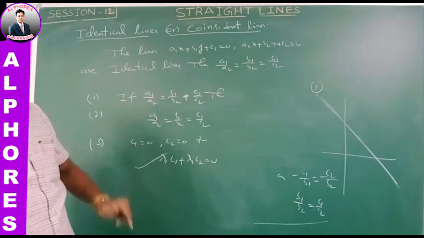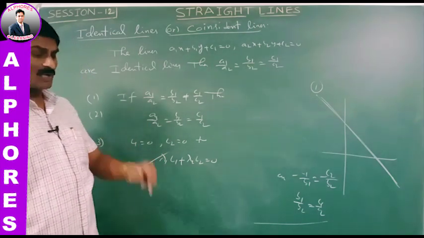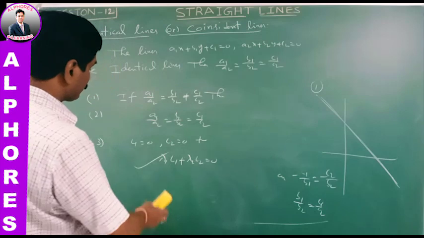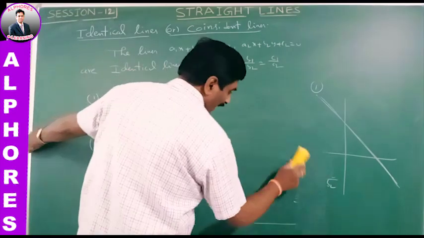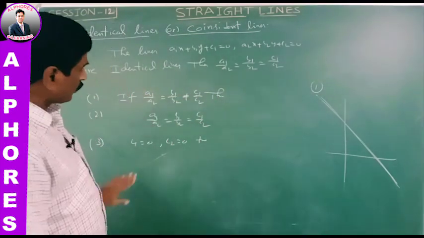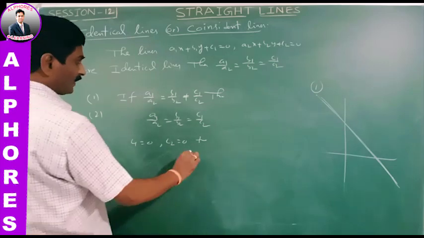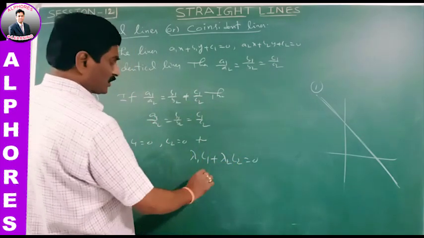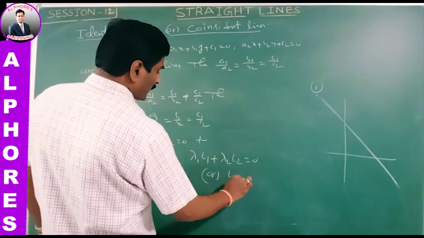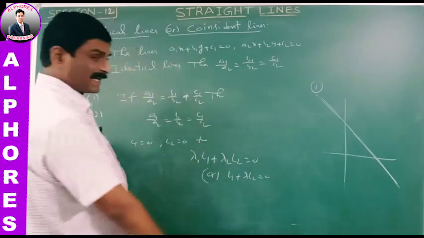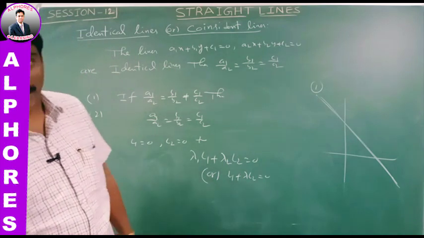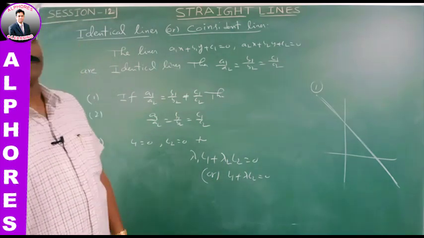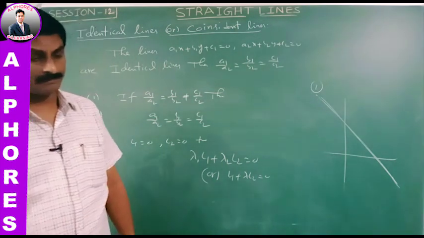Write this value also. Let L1 is equal to 0, L2 is equal to 0 be two coincident lines. Then lambda 1 into L1 plus lambda 2 into L2 is equal to 0, or L1 plus lambda L2 is equal to 0, represents a family of coincident lines. Very, very important. Please note this point.